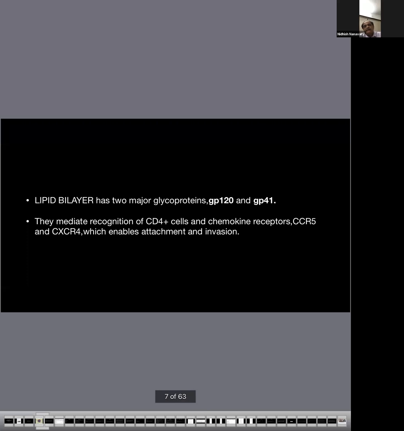And GP41 and GP120, they have heterogeneous characteristic, and therefore it is difficult to produce vaccine in HIV. They mainly mediate recognition of CD4 cells and chemokine receptor CCR5 and CXCR4, which enables attachment and invasion.